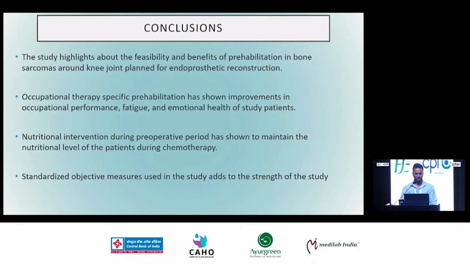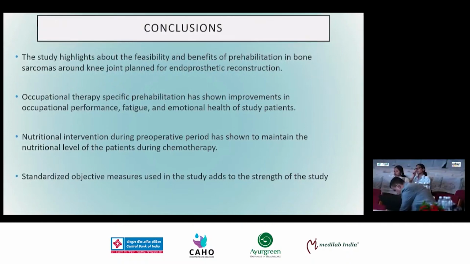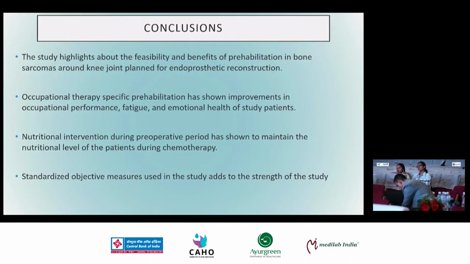The occupational therapy specific prehabilitation has shown improvements in occupational performance, fatigue, and emotional health of study patients. Nutritional intervention during preoperative period has shown to maintain the nutritional level of patients during the chemotherapy, and use of standardized objective measures added to the strength of the study.